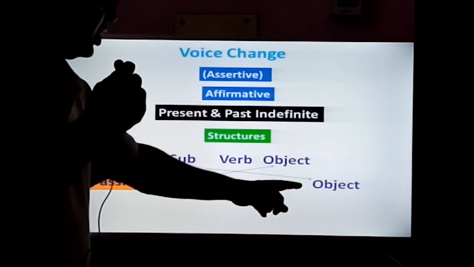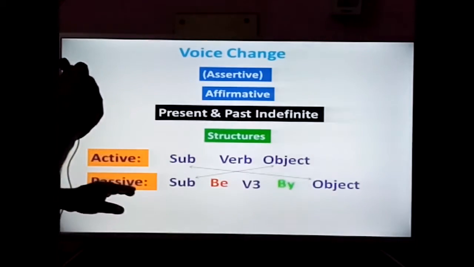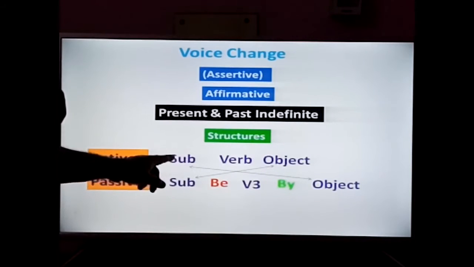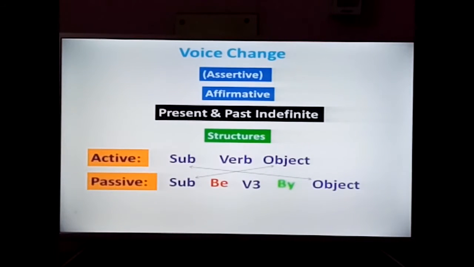And after the preposition, you use the object of the passive sentence, and the object of the passive sentence is always the subject of the active sentence. So these are the steps you need to follow every time you change an active sentence into passive.